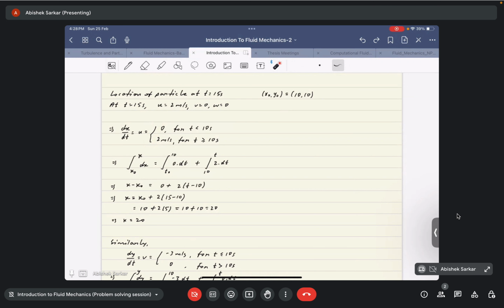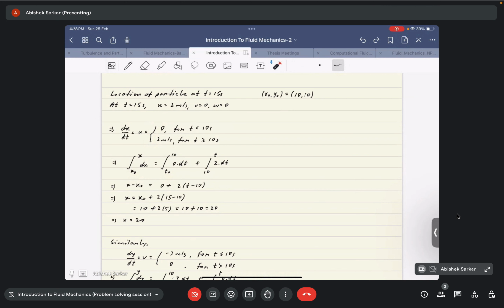So basically the expression would be piecewise continuous. Again, the limits of integration would vary from x naught to x. Since it is a path line, it will depend on the initial instant of time and the initial position of the particle as well. So it will depend on t naught and x naught, for the x coordinate.